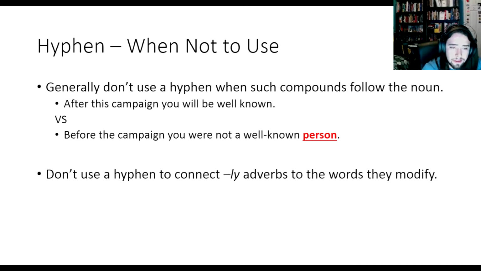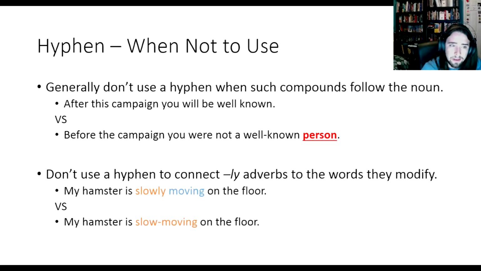Don't use a hyphen to connect ly adverbs to the words they modify. So you wouldn't say, my hamster is slowly-moving on the floor. It would just be slowly moving, no hyphen. Versus if you did need to use a hyphen or wanted to, you could just change it to, my hamster is slow-moving on the floor.